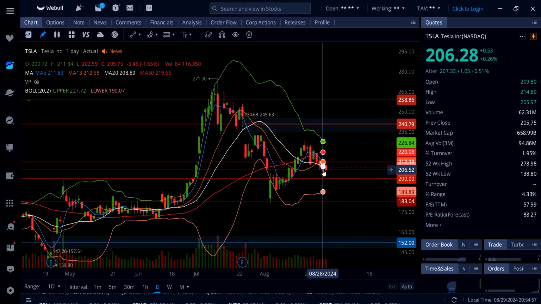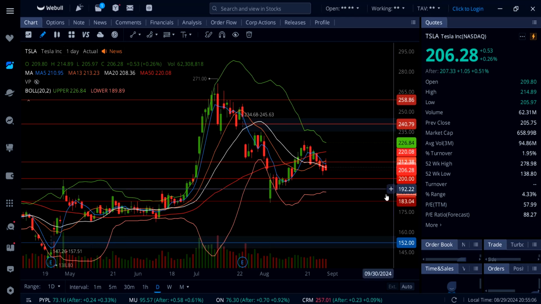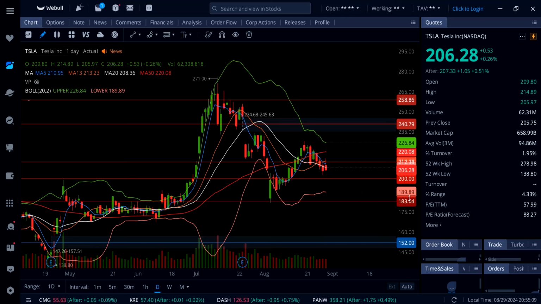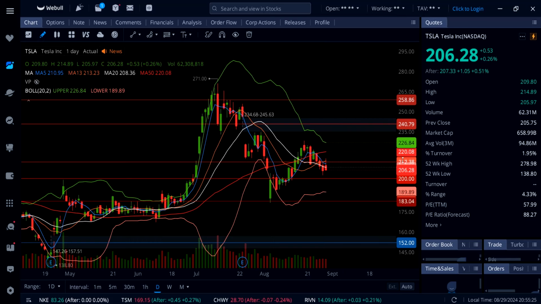So if 207 gives up, you'll see it drop down to 200, and I think this morning it came all the way close to 200, 205.97, so it can go there. 200 is the next stop. Underneath 200, you'll see it drop down to 190 and then 183. Now to the upside, it needs to get over 212, and only if that happens, you're going to see Tesla going back up to 220 to retest the 50-day moving average, and over that we can talk about possibly Tesla going back up to the upper Bollinger Band 226.84, and from there even 240.